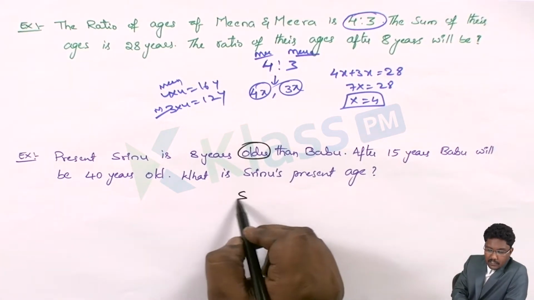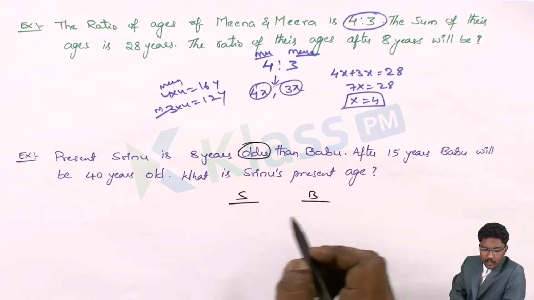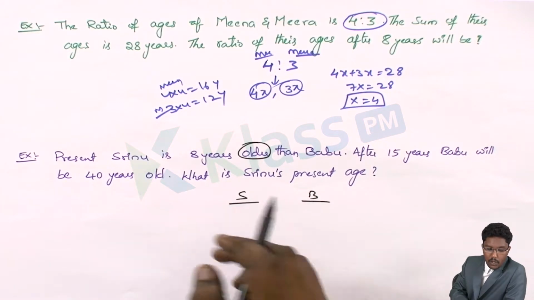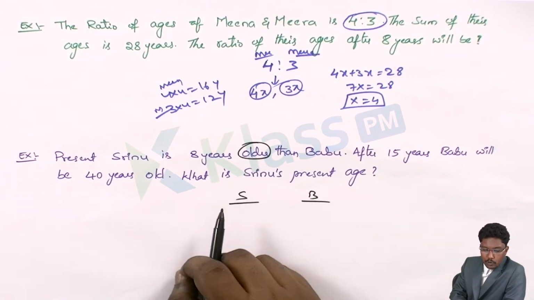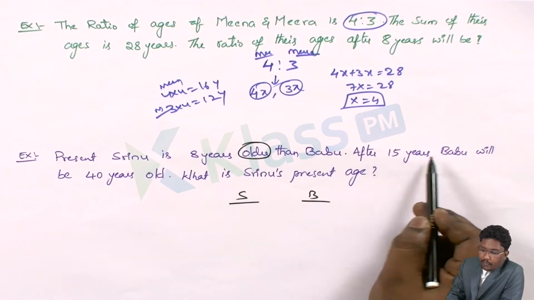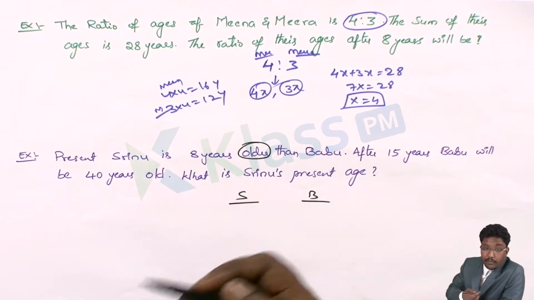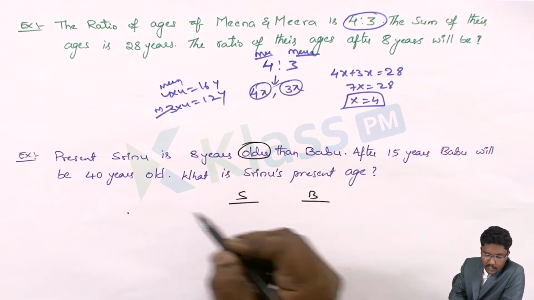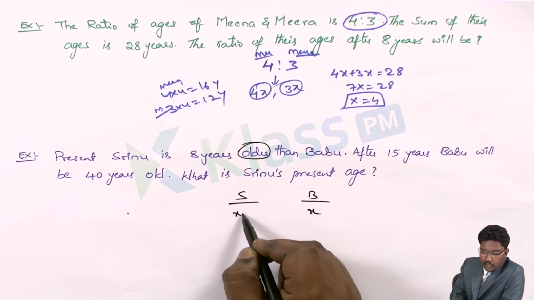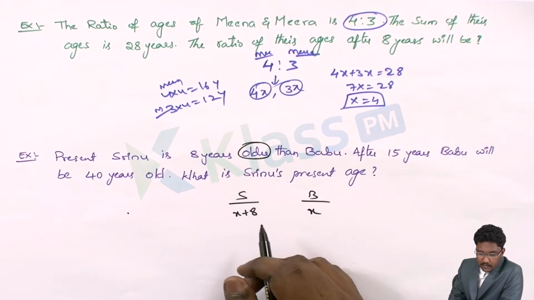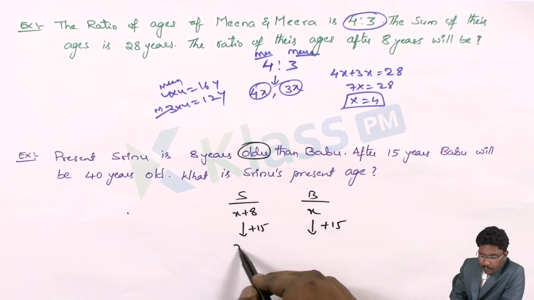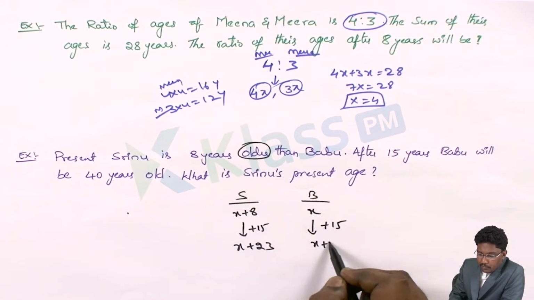Okay, let's take Srinu and Babu. The difference between the ages at any time period is the same. So Srinu is 8 years older than Babu, so the difference between Srinu and Babu is 8 years. After 15 years, Babu will be 40 years. So now take Babu as x years. Srinu is x plus 8 years because he is the older one. After 15 years, increase 15 for both persons: x plus 23, x plus 15.